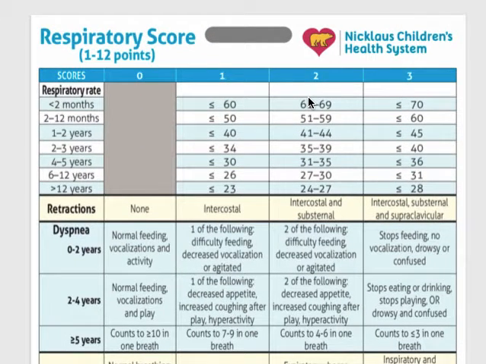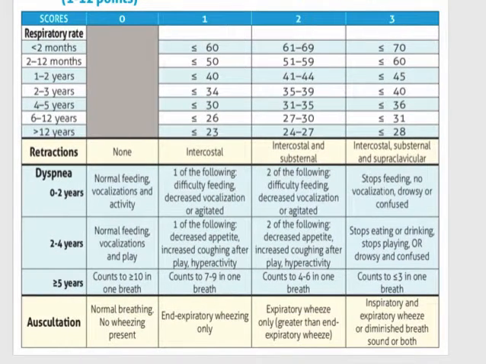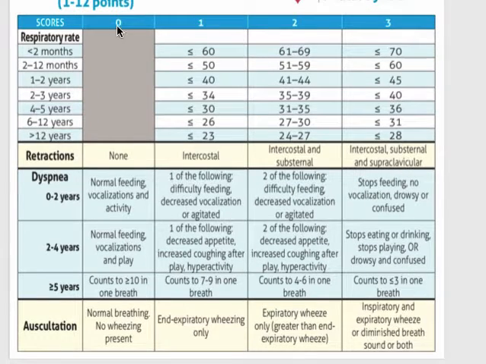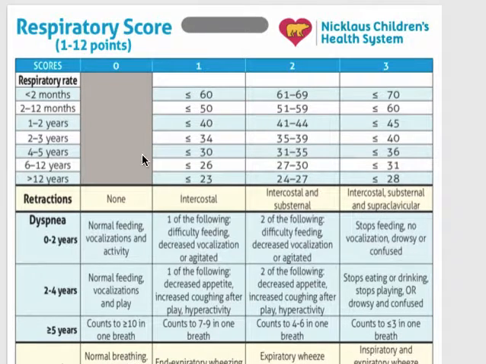Now just to go over the respiratory score. Again, this can be found in the PEDS Medical Resources folder. The respiratory score has 4 components. It has the respiratory rate, retractions, dyspnea, and the last component is the auscultation. You will give a score of 0, 1, 2, or 3 based on the 4 components, add them up, and then you should get a score between 1 through 12.